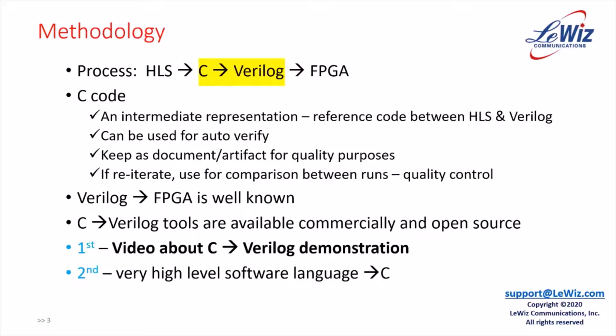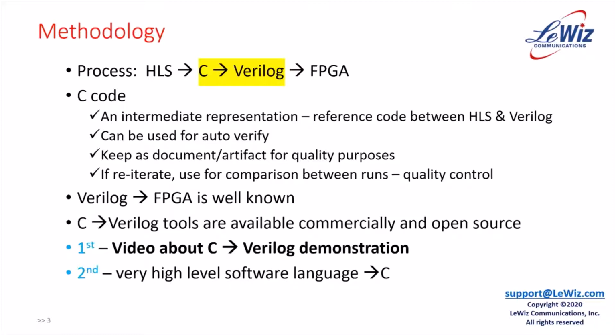In terms of methodology, our interest here is mainly to take very high-level software and convert it into Verilog, and from Verilog it can be implemented in FPGA or ASIC. To go from high-level software to Verilog, we will first go from high-level software to C, and then from C to Verilog. So the C code is an intermediate representation. It's a reference code between the high-level software and Verilog.